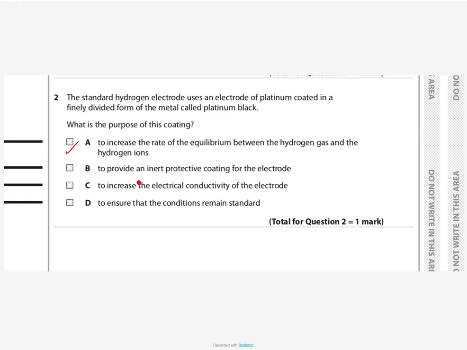So B, provide an inert protective coating for the electrode. No, that's not the reason, because platinum is anyway unreactive. To increase electrical conductivity? No. To ensure that the conditions remain? No. This is the answer. Second one, the answer is A.